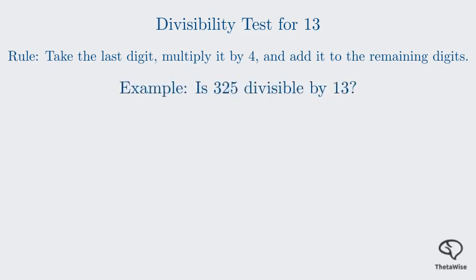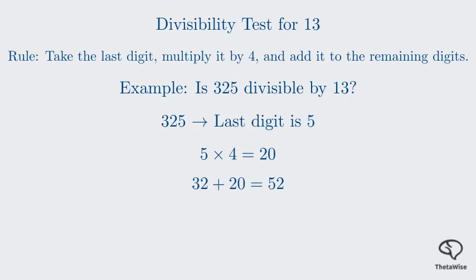We'll test 325. First, we identify the last digit, which is 5. Next, we multiply that last digit by 4. So 5 times 4 equals 20. Now we take the rest of the number, which is 32, and add our result 20 to it. 32 plus 20 equals 52. We are left with the number 52.